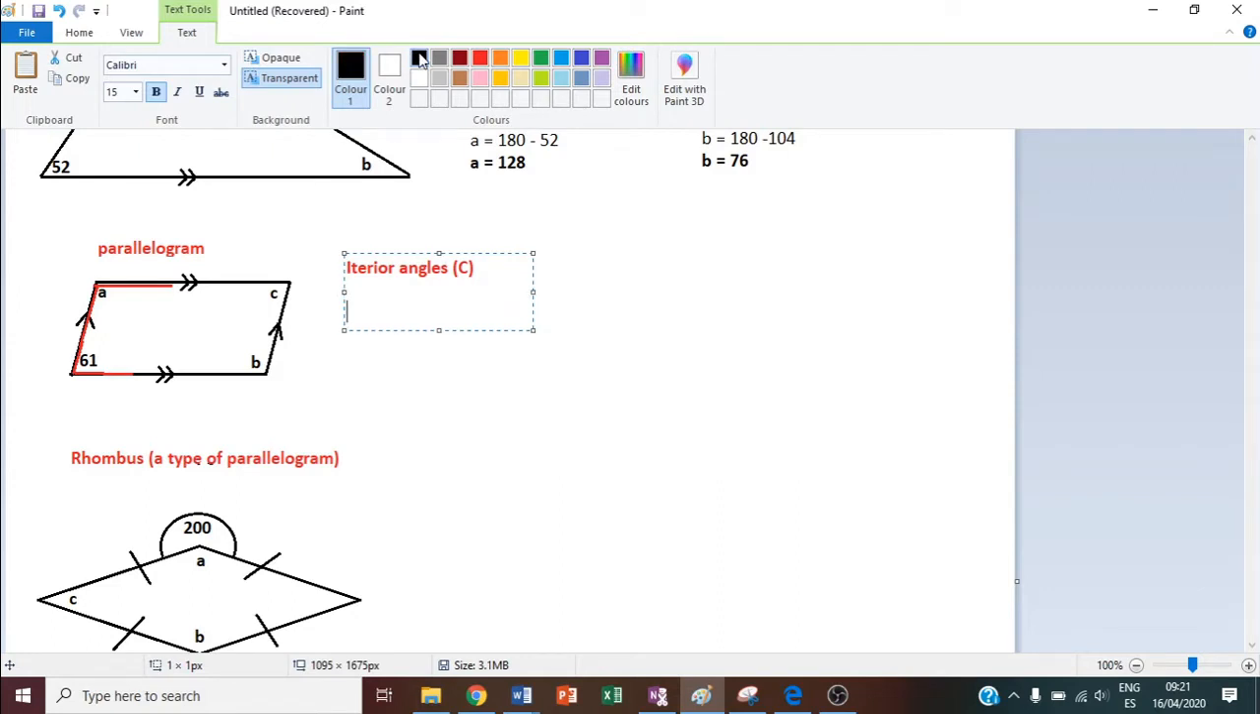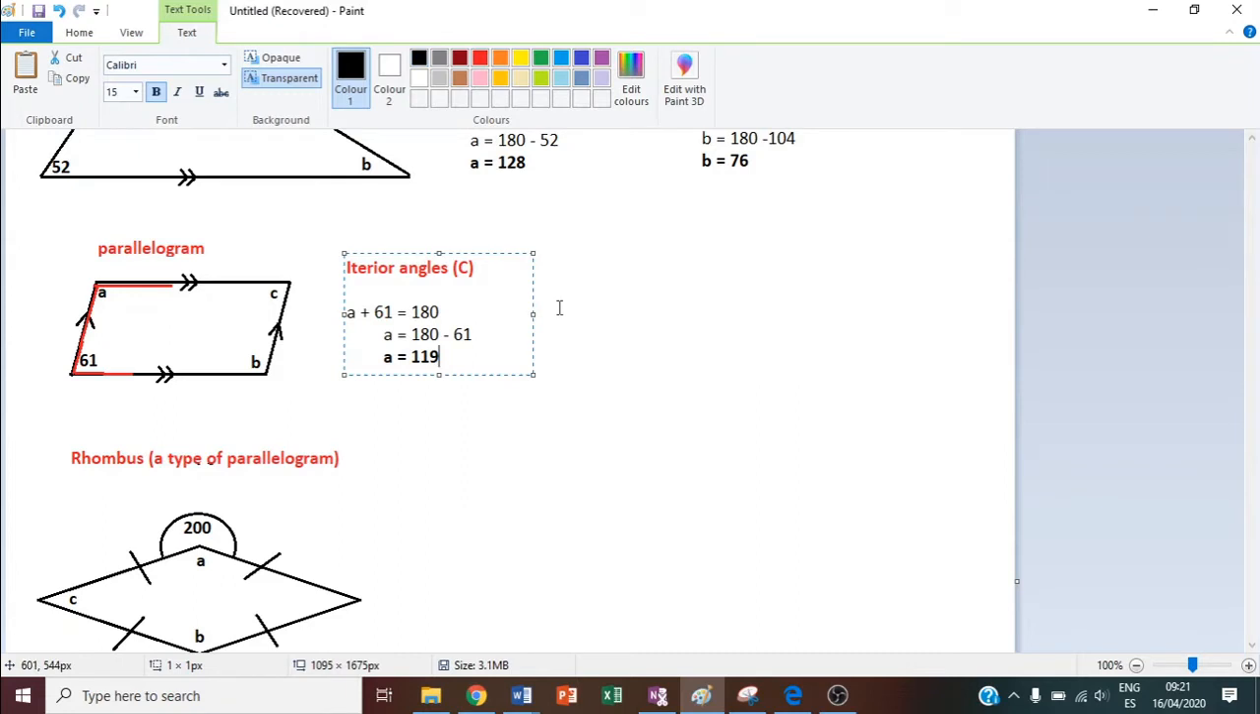That means that A plus 61 is equal to 180, which means A on its own equals 180 minus the 61. So finally, I've got A is equal to 180 minus 61. That's going to be 119. Okay, so I've got A.